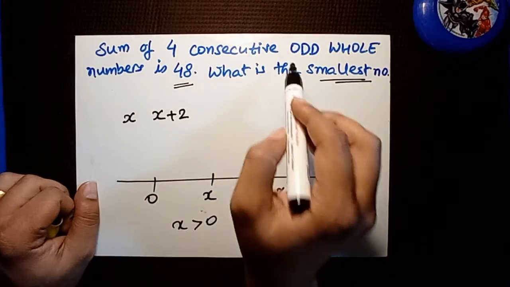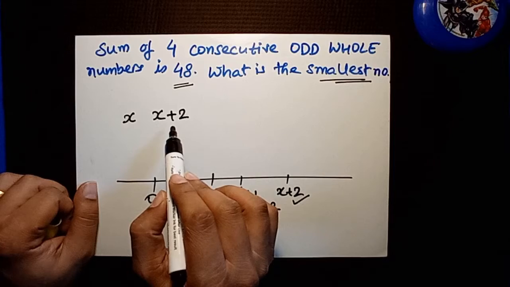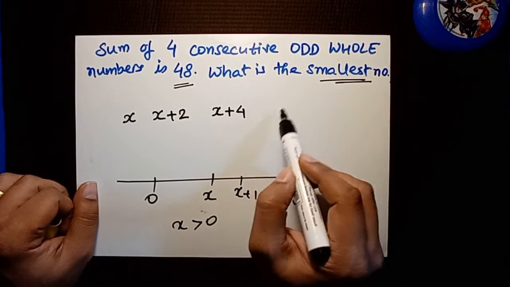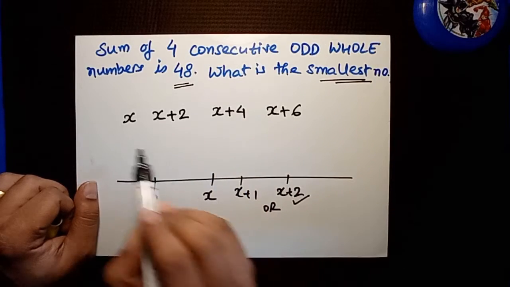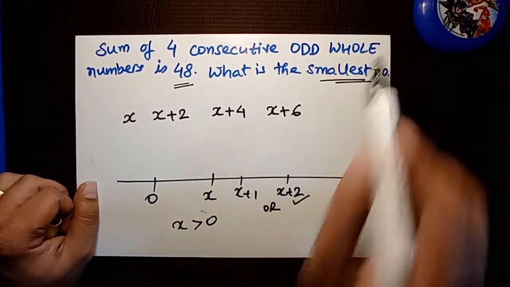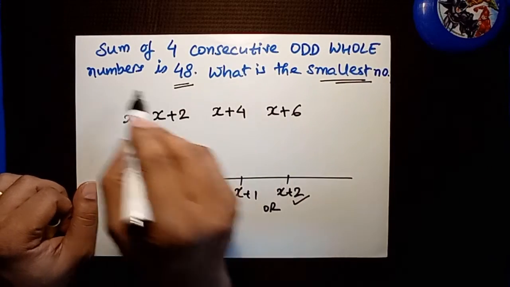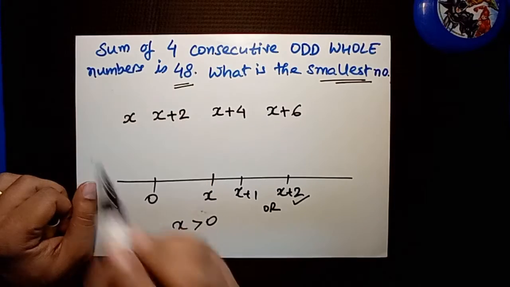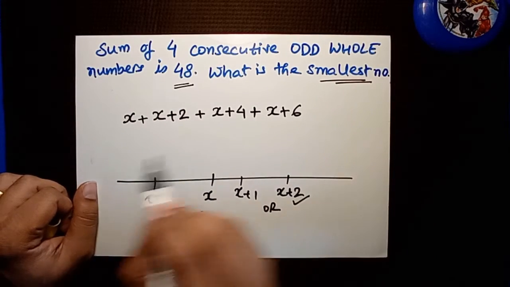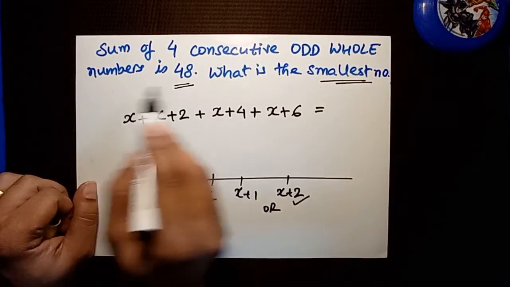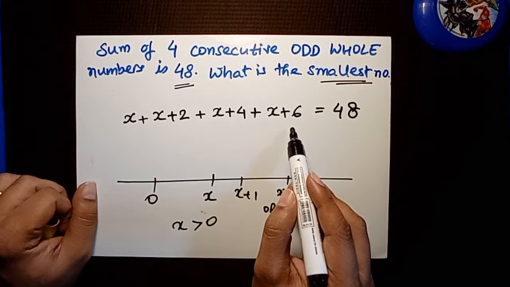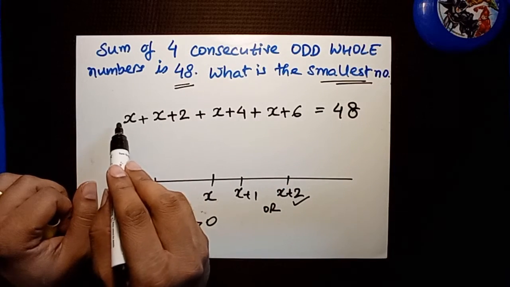We have four such numbers. So smallest is x, next is x plus 2, next would be x plus 4, next would be x plus 6. 1, 2, 3, 4. Four consecutive odd whole numbers. What is their sum? We have to do the sum. Their sum meaning addition. Add all of them. And what do we get? 48.